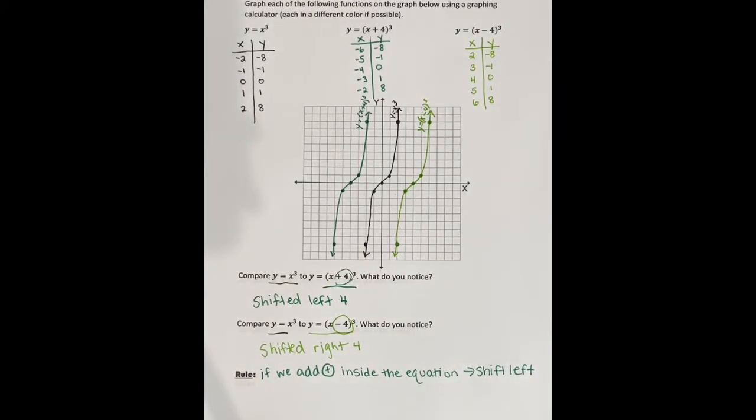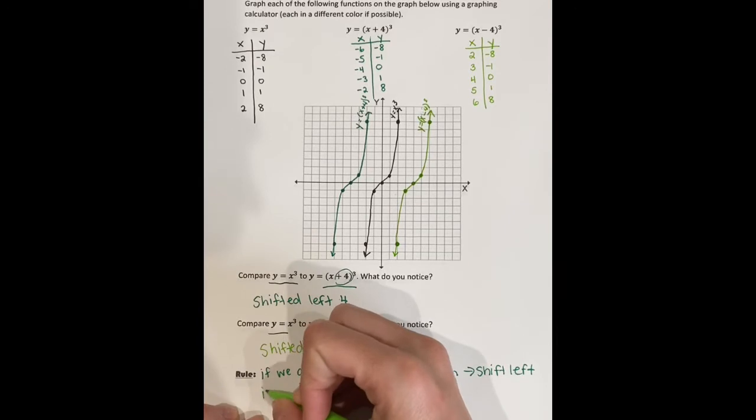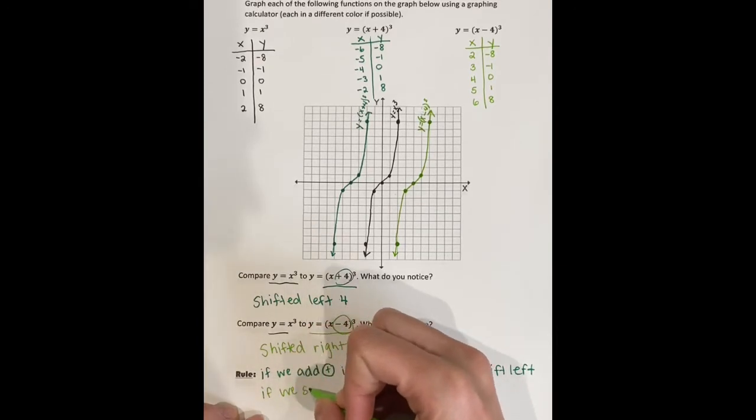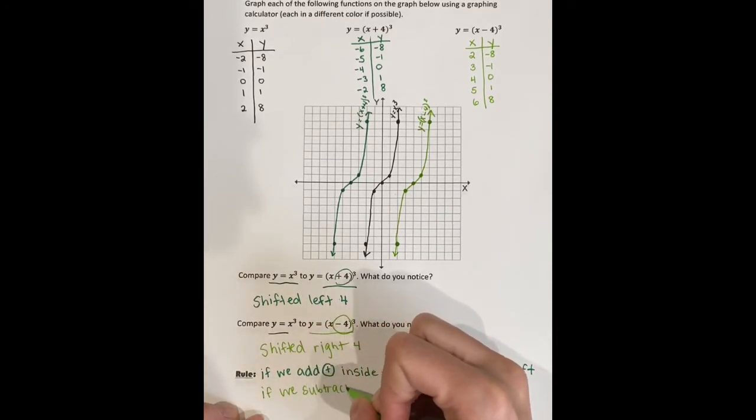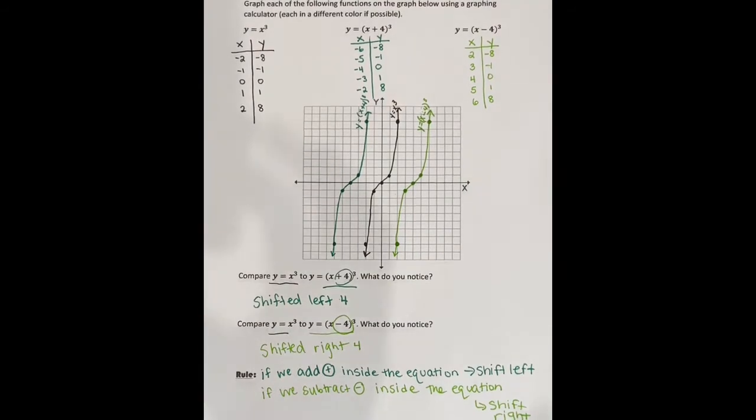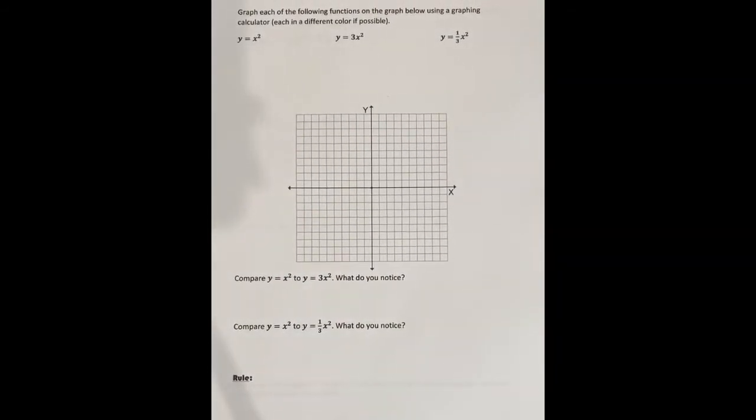And then if we subtract inside the equation, we are going to shift to the right. So then let's look at the next example. We have y equals x squared, y equals 3x squared, and y equals 1/3 x squared. So graph each of these in a different color, and then let's see what we notice is happening.